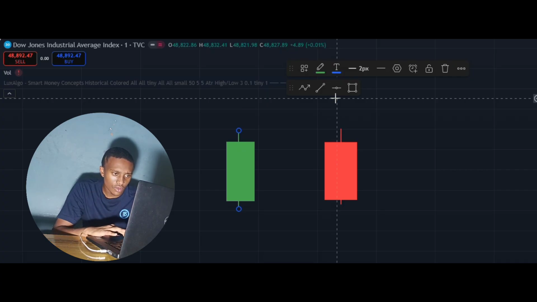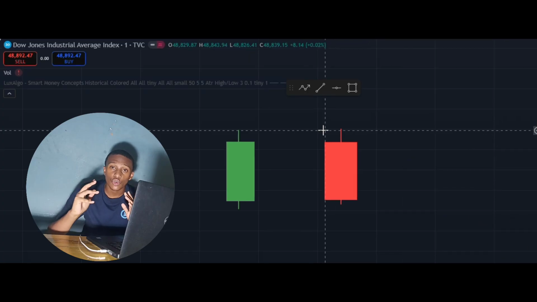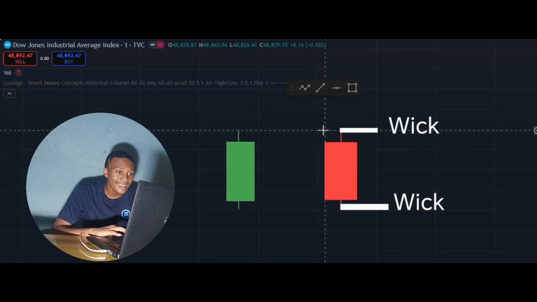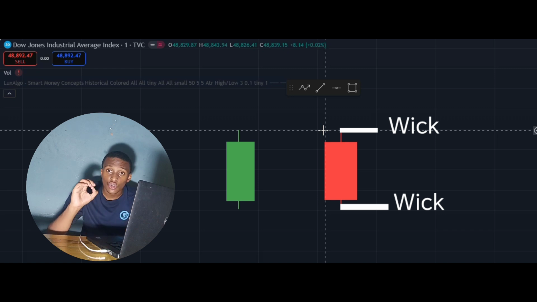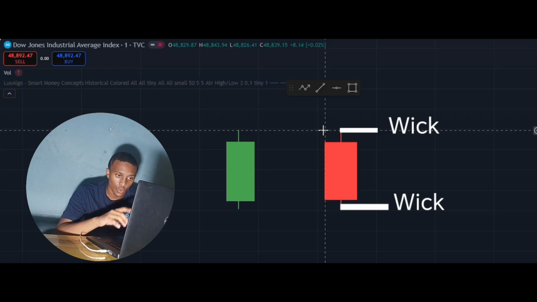Okay, so let's start off. I just want to show you these wicks. This represents the high of the market and the lows of the market. This is the highest point the market went to and the lowest point it went to.